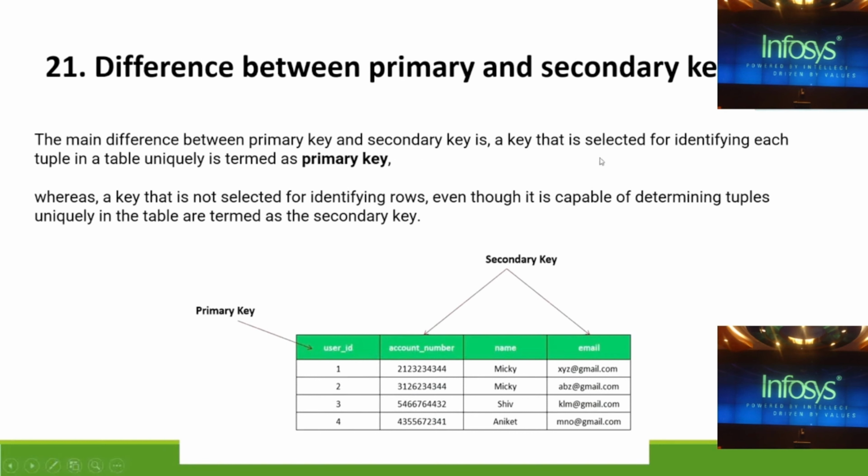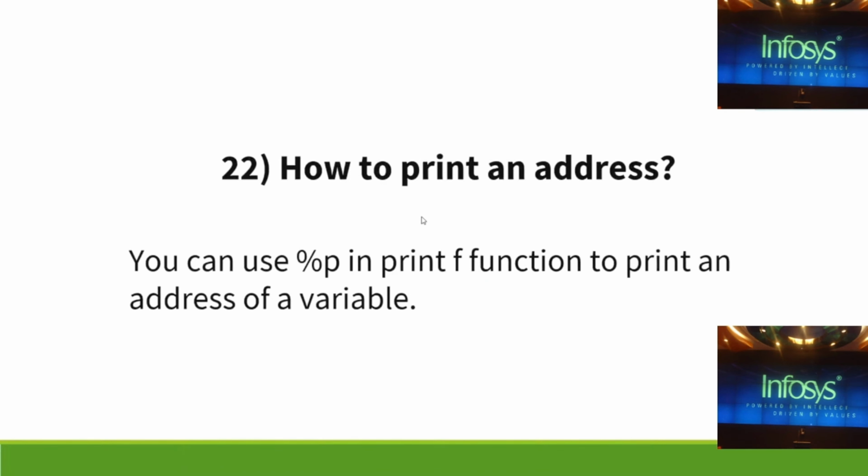A key that is selected for identifying each tuple in a table uniquely is termed a primary key. A key that is not selected for identifying rows, even though it is capable of determining the tuples uniquely in tables, is termed a secondary key. So you can practice and remember what the primary key and secondary key are. User ID is the primary key, and the account number, name, and email are the secondary keys. You can remember this real-time example, right? So the 21st question is completed.